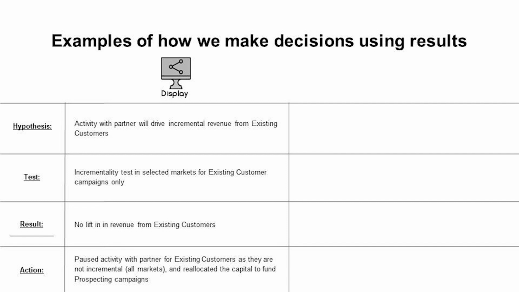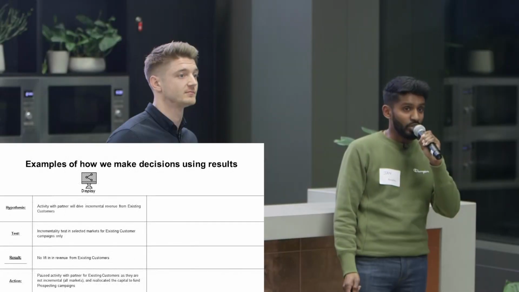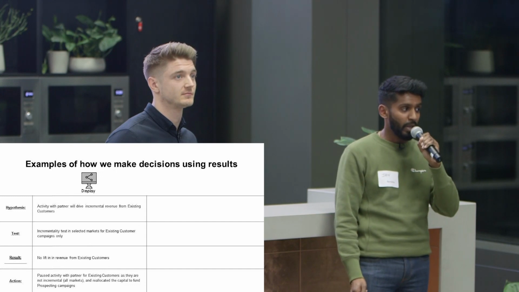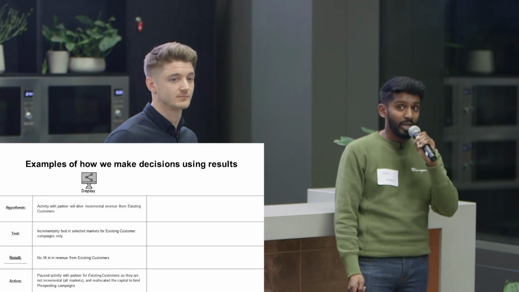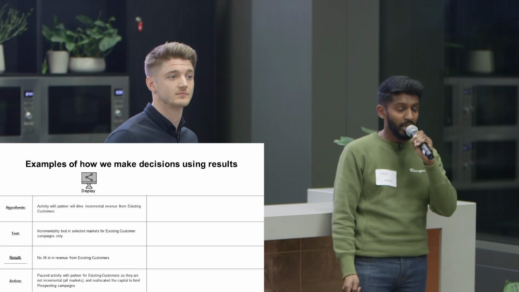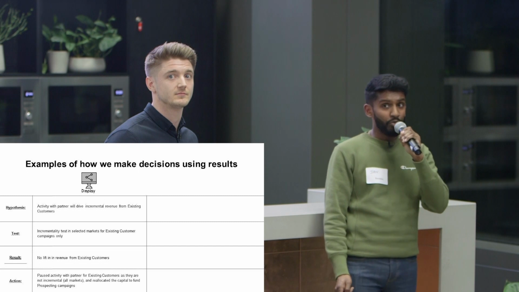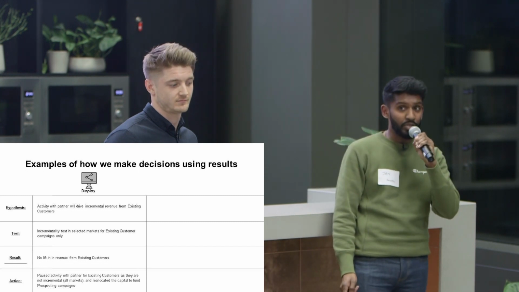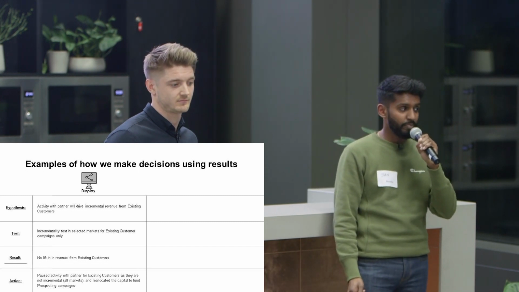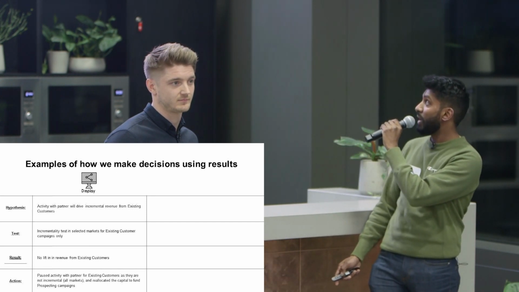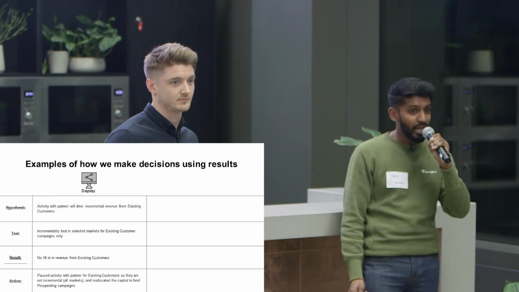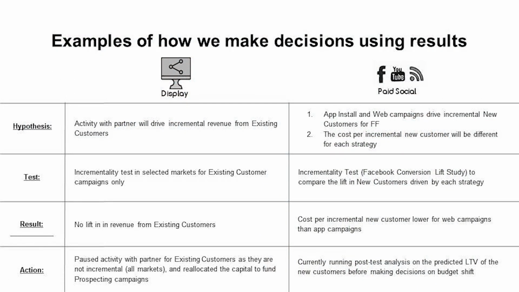Now, let's take some examples of how we make decisions using results of incrementality tests. In display, we work with many partners, and we suspected that not all activities drive incrementality due to factors such as an overlap in inventory. For one display partner in particular, we ran a test in selected markets for existing customer remarketing campaigns. The result found no statistically significant lift for revenue for existing customers. Therefore, we decided to pause activity with the partner as they're not incremental and reallocated the capital to fund prospecting campaigns.